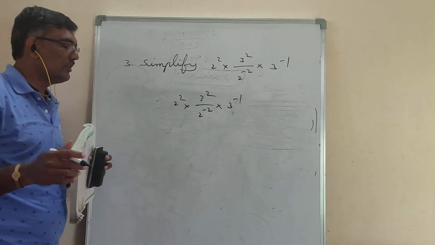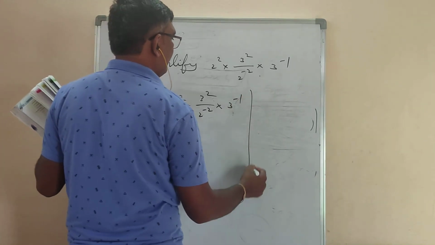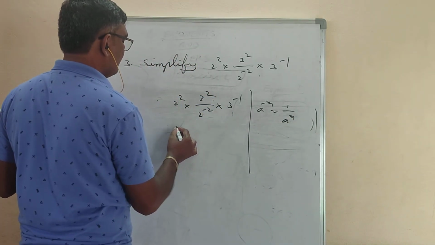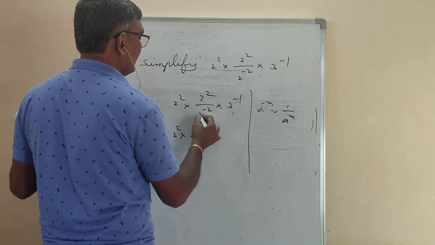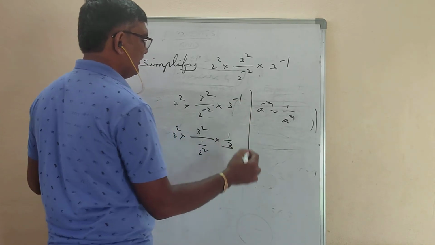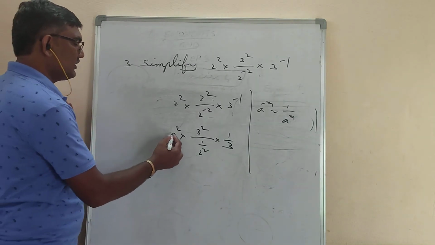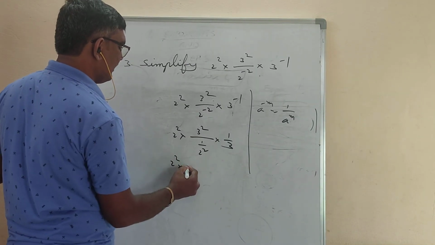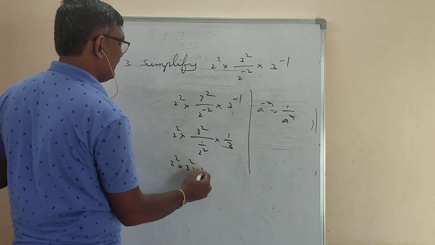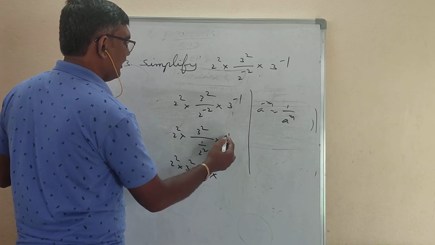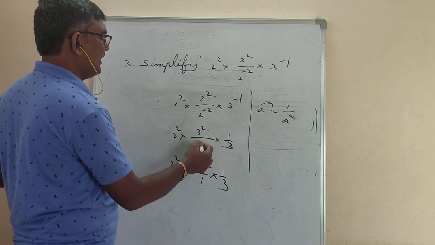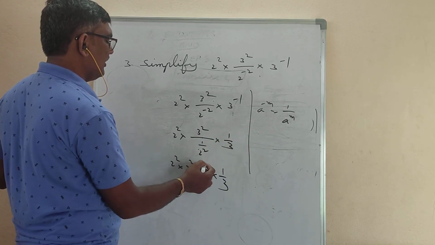Wherever in powers minus is there, you have to write 1 by it. So I am using here the a power minus n formula, 1 by a power n. So it becomes 2 square, 3 square, 2 power minus 2 is 1 by 2 square, 3 power minus 1 is 1 by 3. Now this 1 by 2 square goes to the numerator, and it becomes 2 square by 1 into 1 by 3. These two are different; 3 is in the denominator.